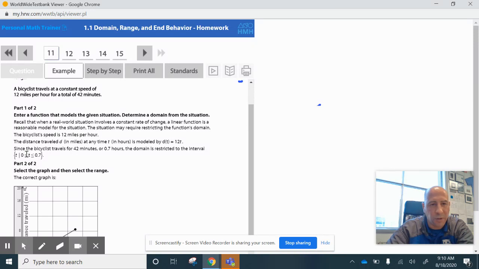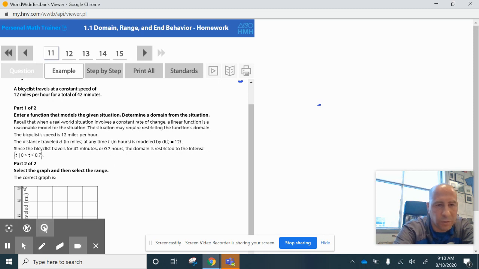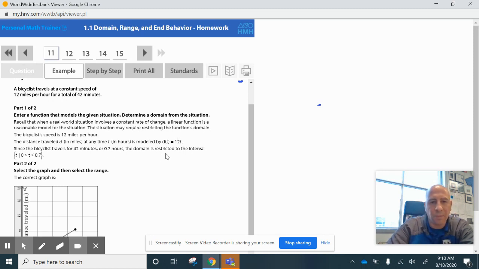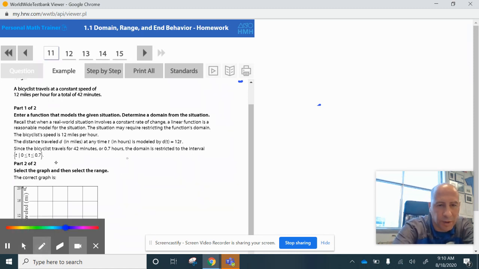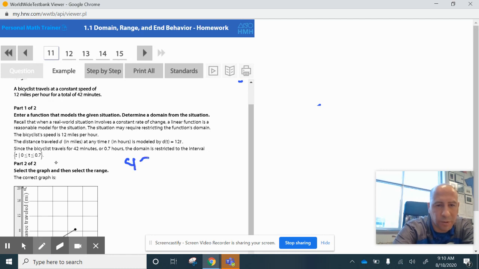But this is where I had some trouble. Since the bicycle's travel is 42 minutes, so 42 minutes is 0.7 hours. So basically, we know there's 42 minutes, and there's 60 minutes an hour. So if you do 42 divided by 60, I'm almost certain it will give you the 0.7. Okay. The domain is restricted to the interval 0 to 0.7. So what they're saying, and this is where they got the 0.7, is 42 divided by 60, because there's 60 minutes an hour.